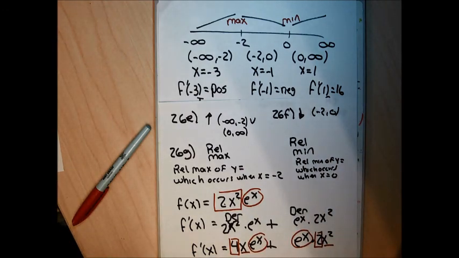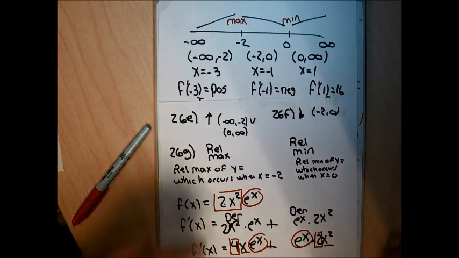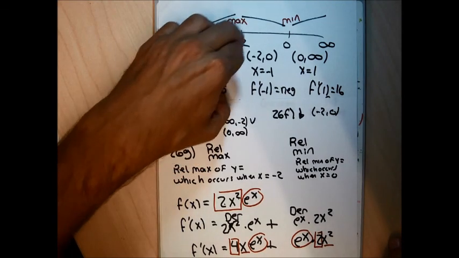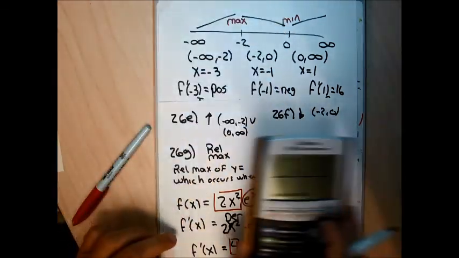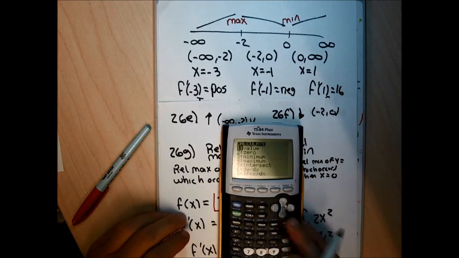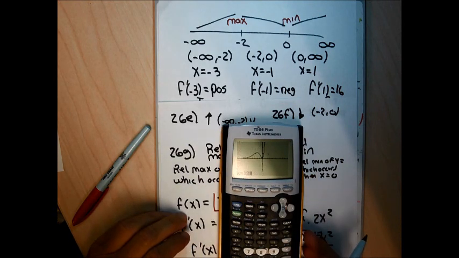My calculator will give me decimal equivalents, which are going to be helpful for graphing. So let me find the y coordinate when x is negative 2 and when x is 0 by going second calc value, typing negative 2.